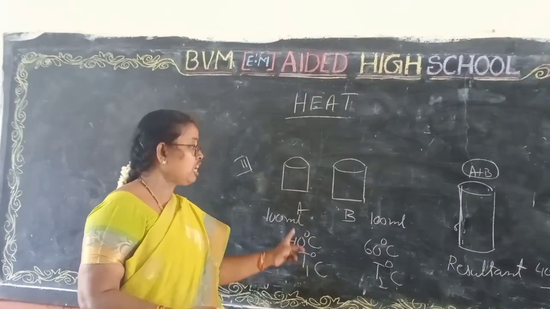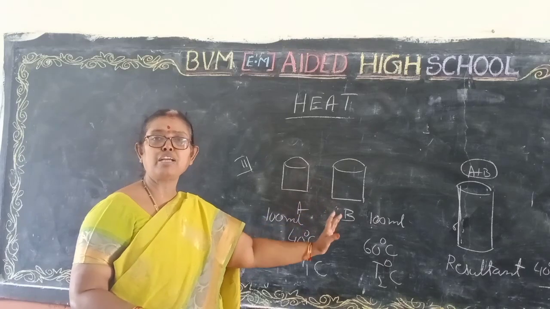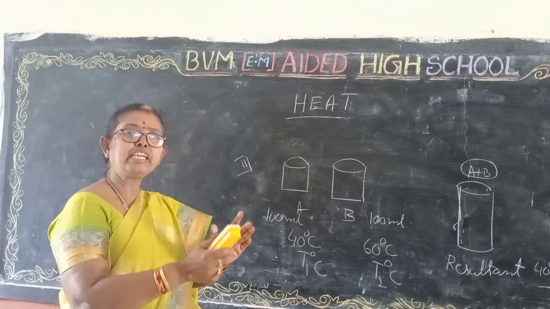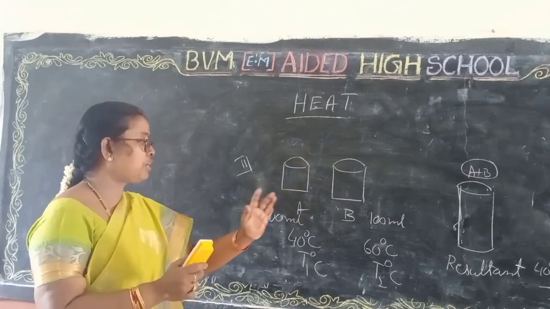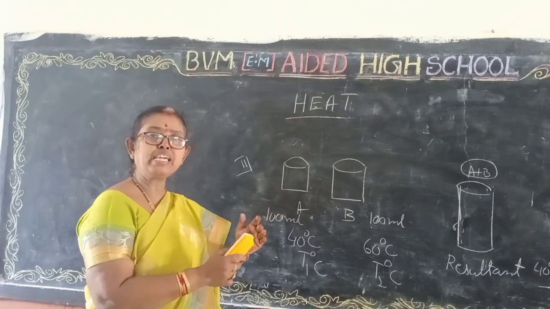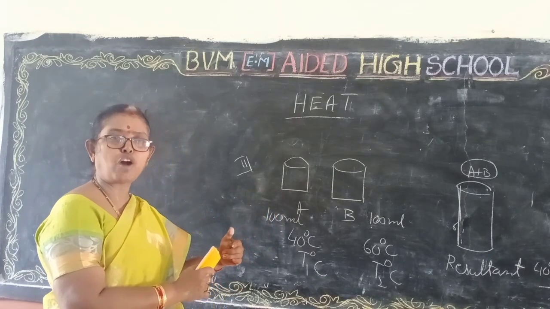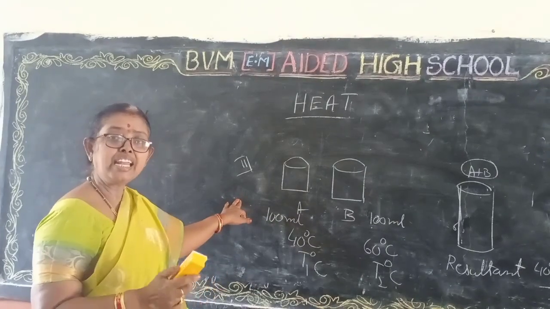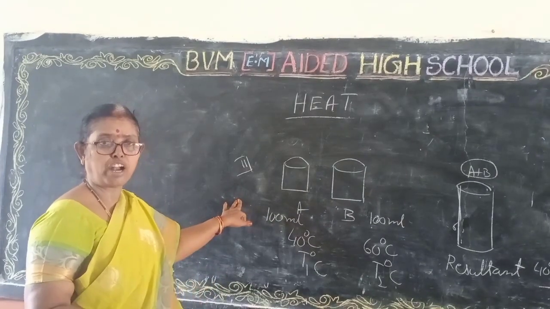If the volumes are similar and the temperatures are different, then the resultant temperature will be the average of the given temperatures. If the higher temperature is for the larger volume, then the resultant temperature will be near the higher temperature. If the lower temperature has the larger volume, then it will be near the lower temperature. So from this, what you understand is that energy is neither created nor destroyed.